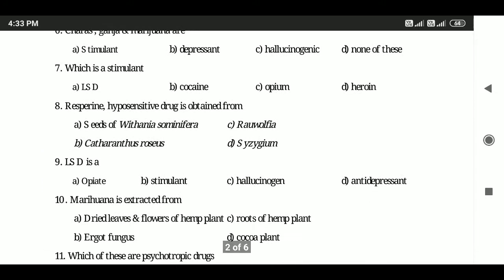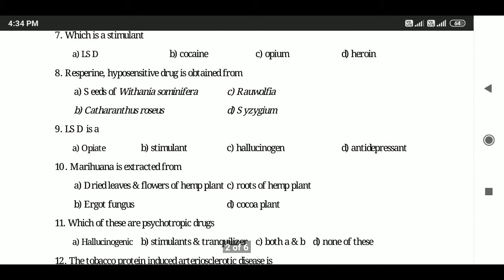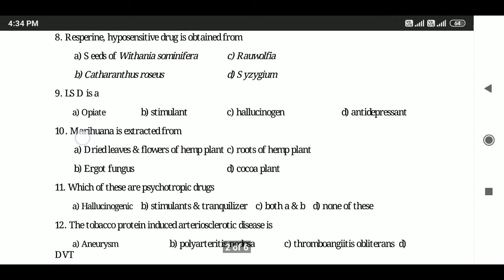Which is a stimulant? LSD, cocaine, opium, heroin. As we just discussed, LSD, opium and heroin are non-stimulants, whereas cocaine is considered a stimulant drug. Reserpine, a hypotensive drug, is obtained from seeds of Withania somnifera, Rauwolfia serpentina, Catharanthus roseus, Syzygium. For this, the right answer we know directly is Rauwolfia. Rauwolfia is the plant from which the drug reserpine is obtained.